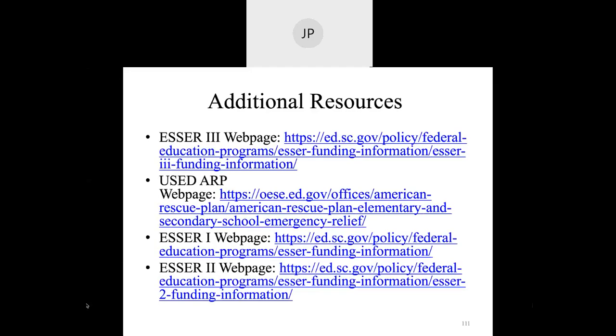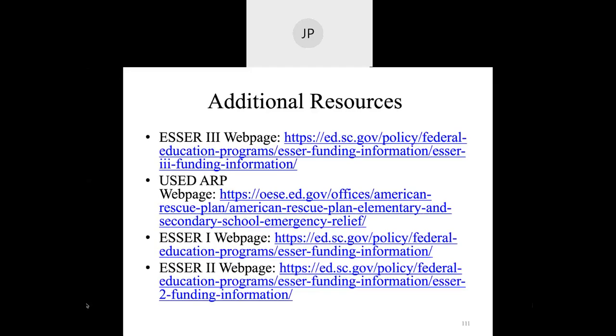The caution, of course, as we've said repeatedly, is because you will have access to these funds before you complete the application, please, please, please take every caution imaginable so that if you do claim funds, they're going to be allowable, necessary, reasonable, and meet all the requirements, because we don't want in any situation a district to have to repay the funds.